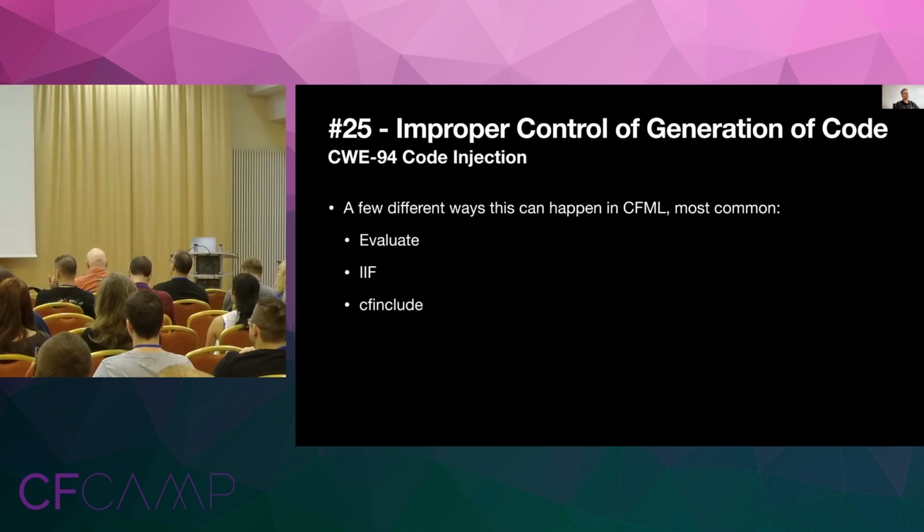Is improper control of generation of code. So this is a code injection vulnerability, and a few different ways that this can happen in your CFML code might be through the evaluate function, for example, or the IIF, or inline if function, or even the CF include function.